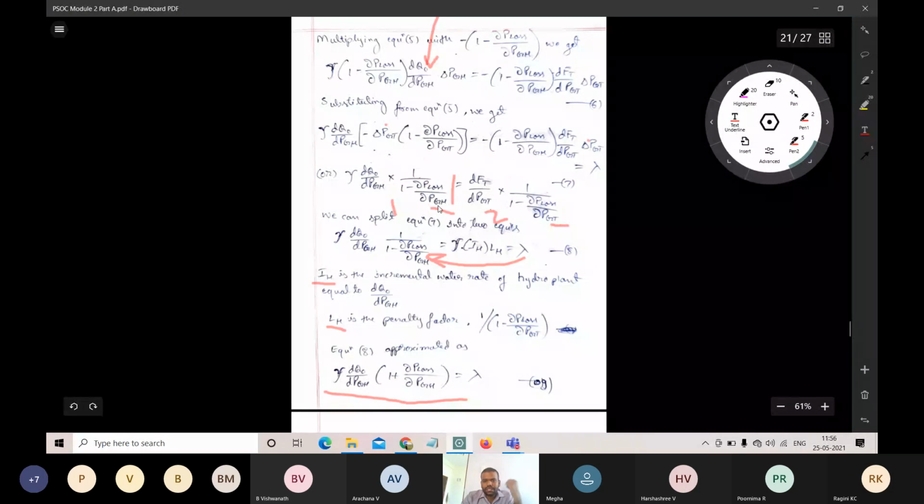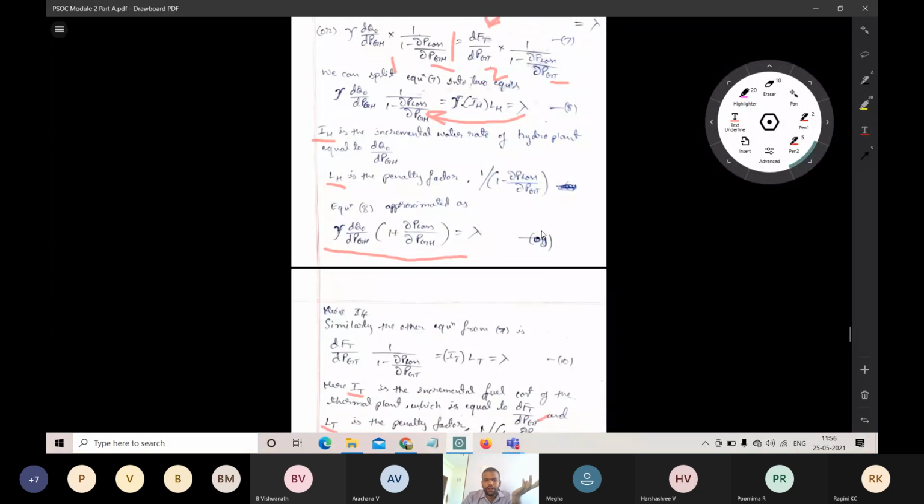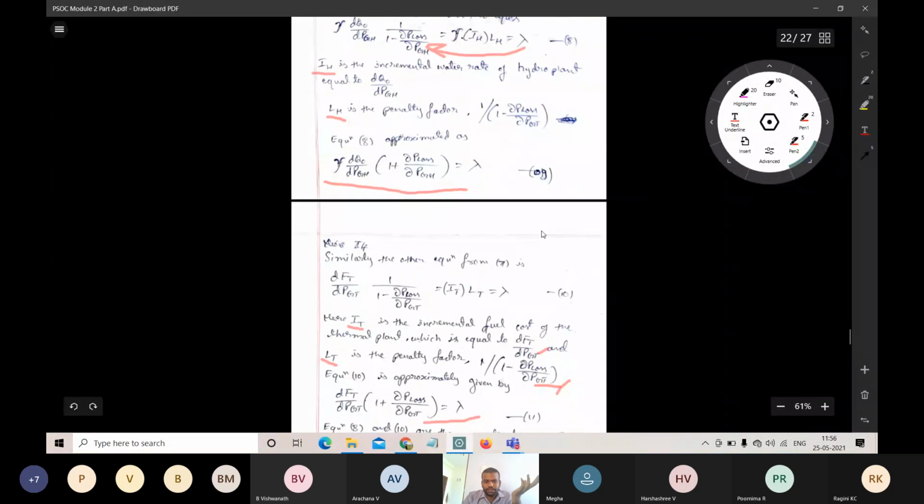Similarly, for thermal, we got IT. IT is dF_T by dPGT, that is, the incremental fuel cost of thermal generation, and along with that LT is the penalty factor, that is 1 by (1 minus ∂P_loss by ∂PGT). This is about solving the problems using the iteration of penalty factor methods.